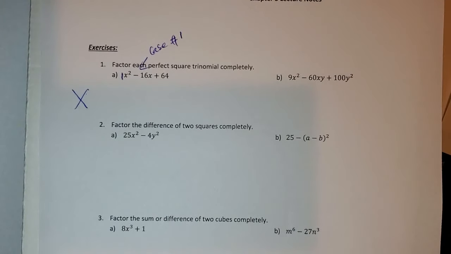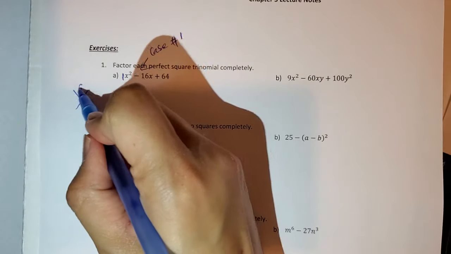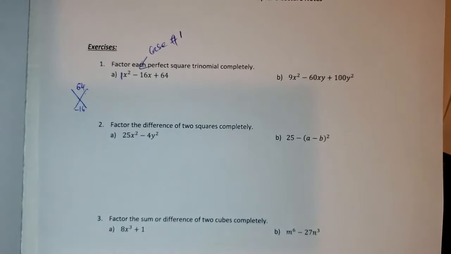Now 1 times 64 is 64, and then the middle is negative 16. So what number, when you multiply, gives you 64, and when you add, gives you 16? Let me see, what number is that?